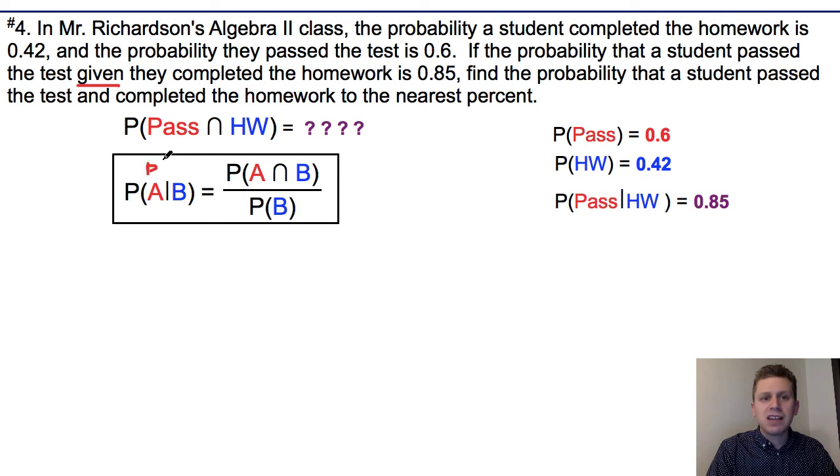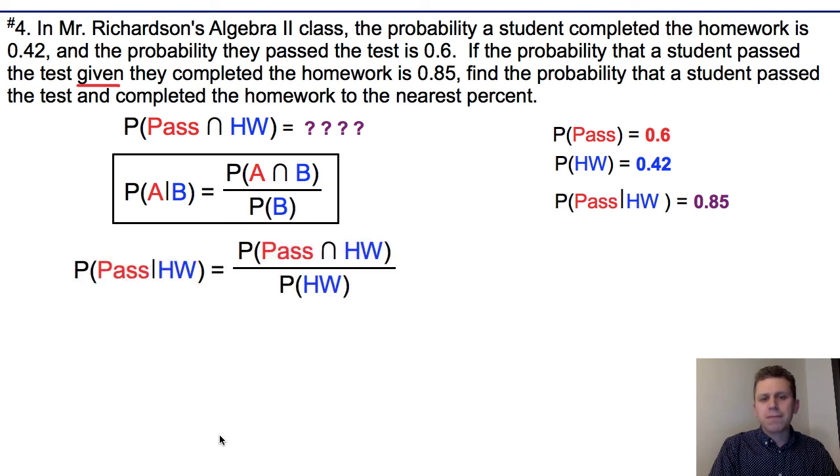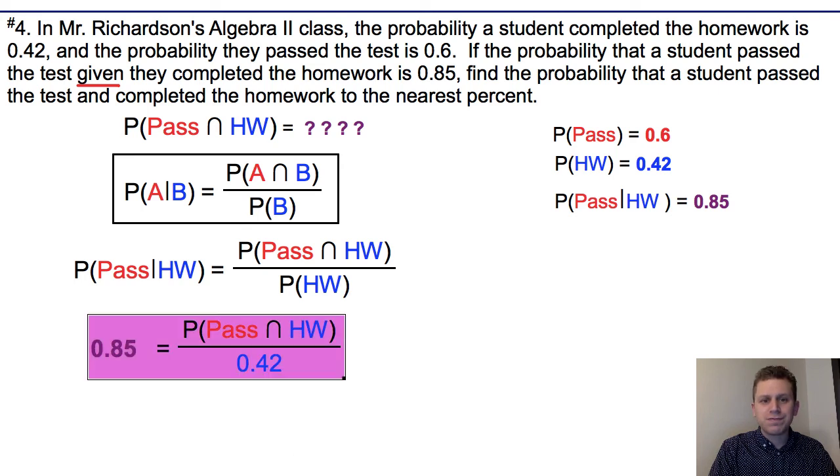I'm going to do pass given homework. And if I do pass given homework, that means my denominator here is going to have to be homework because they match. So everywhere I see this red A, I'm going to write pass. And everywhere I see the blue B, I'm going to write homework. Let's plug in. There's my translation, and now just plug in. I know that the probability of pass given homework is 0.85, and the probability of homework is 0.42.